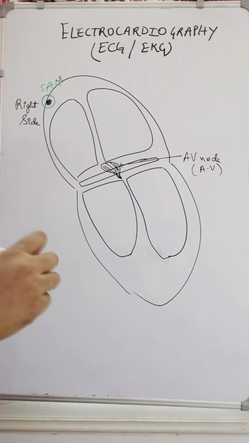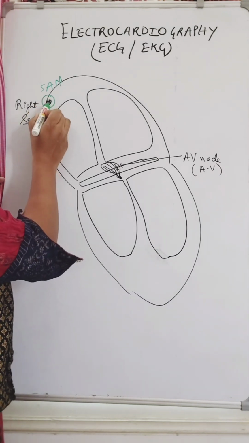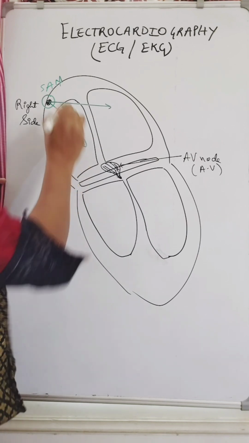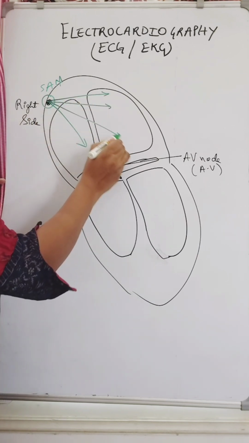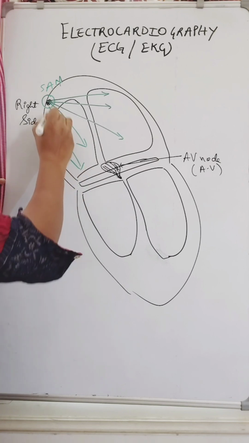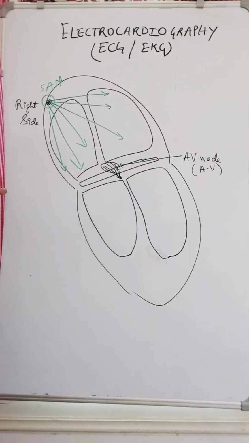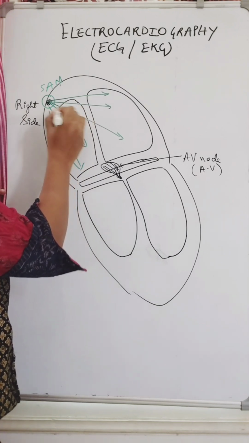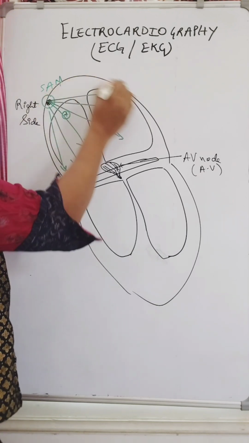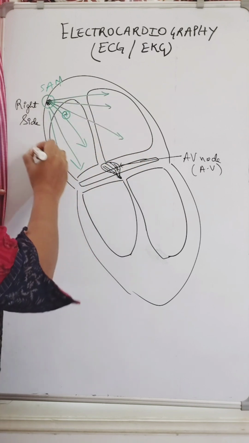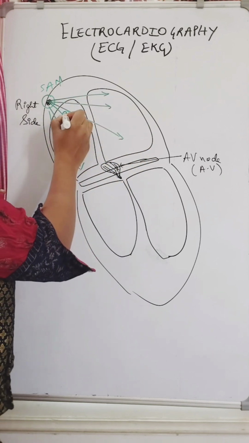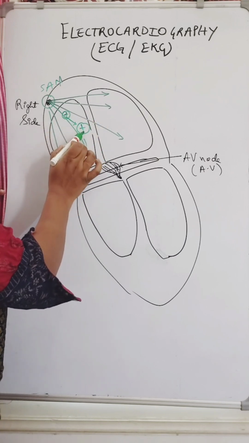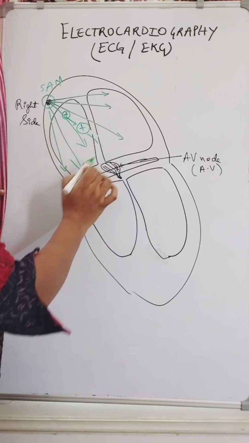From the SA node, all the electric impulses are moving downward and towards the left side. This fashion is very, very important for atrial contraction. So what actually is happening? The plus charges are moving through the atrial chamber cells. The plus sign of electropositivity is moving from one cell to another and another till it reaches here.